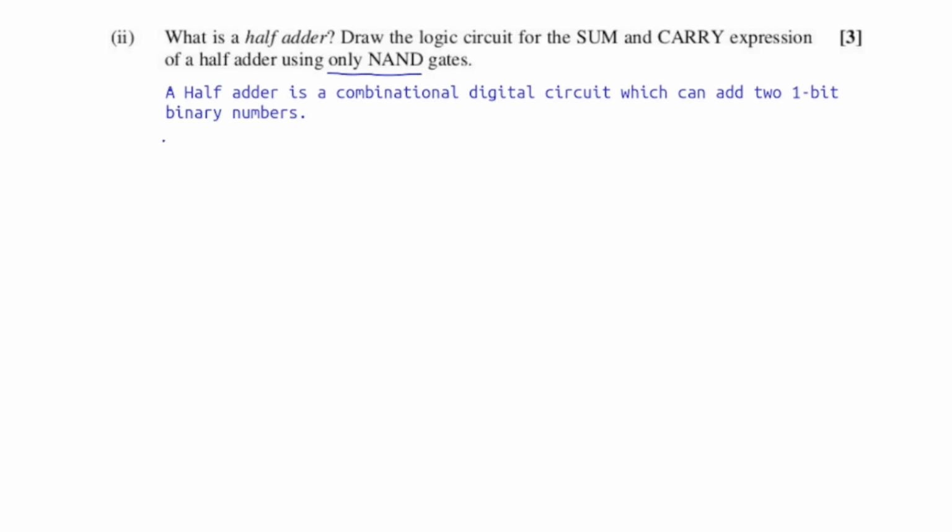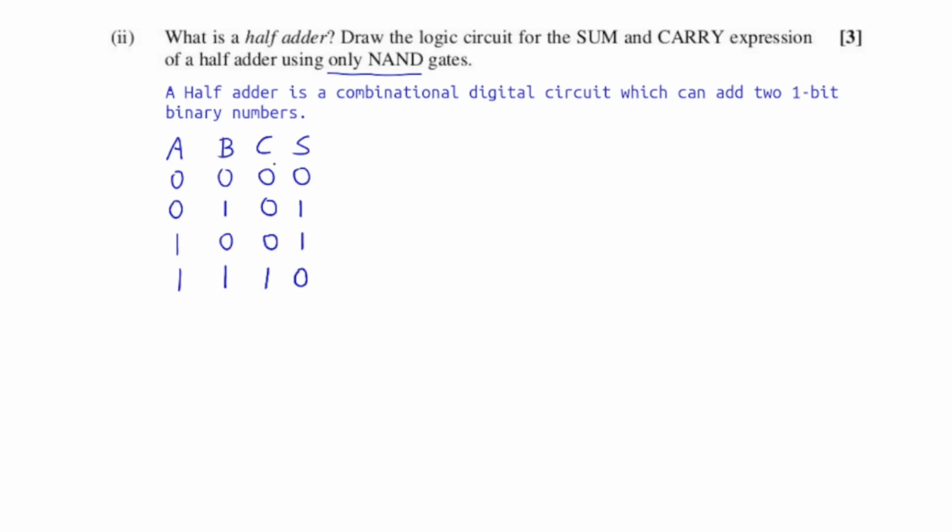So if we assume that the two 1-bit binary number variables are A and B, there will be two outputs, that is the sum and the carry. The four possible values of AB in this case will be 0 0, 0 1, 1 0, and 1 1. If I add 0 plus 0, the sum is 0, the carry is 0. If I add 0 plus 1, the sum is 1, the carry is 0. If I add 1 plus 0, the sum is 1, the carry is 0. And if I add 1 plus 1, we get 1 0, that is 2. So the sum part is 0 and the carry is 1.